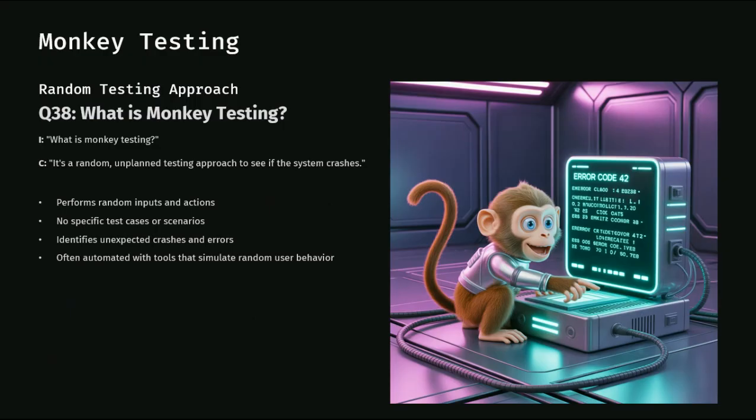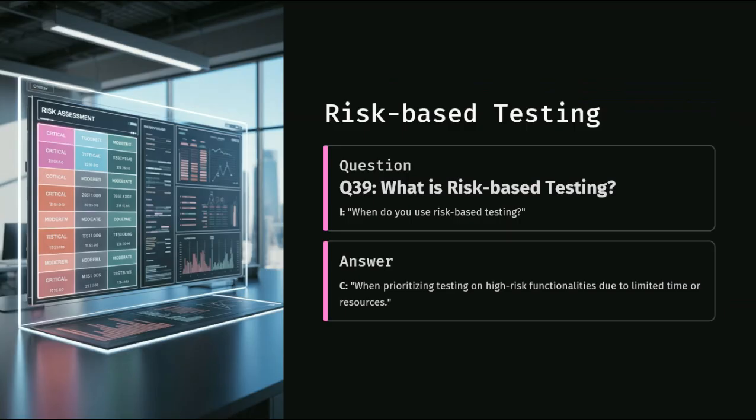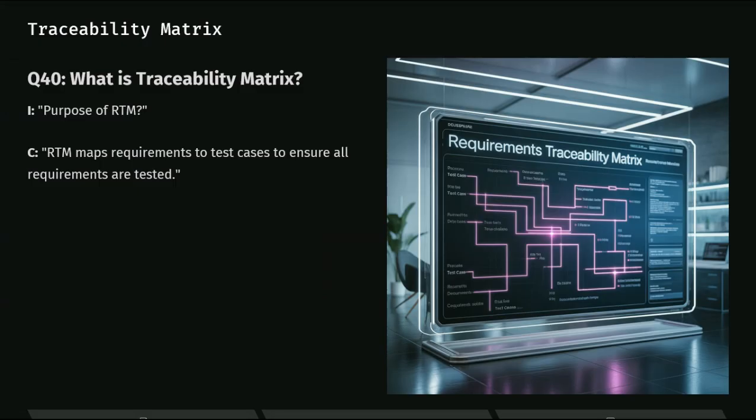Next is, what is monkey testing? So it's a random, unplanned testing approach to see if the system crashes. It performs random inputs and actions, with no specific test cases or scenarios, identifies unexpected crashes and errors, and is often automated with tools that simulate random user behavior. Next is, what is risk based testing? The answer is, prioritizing testing on high risk functionalities due to limited time or resources.